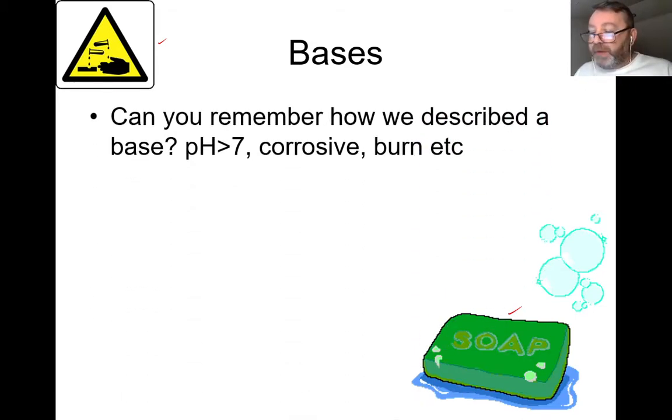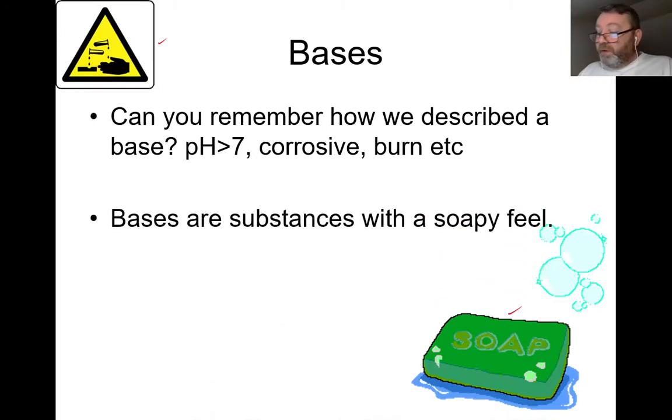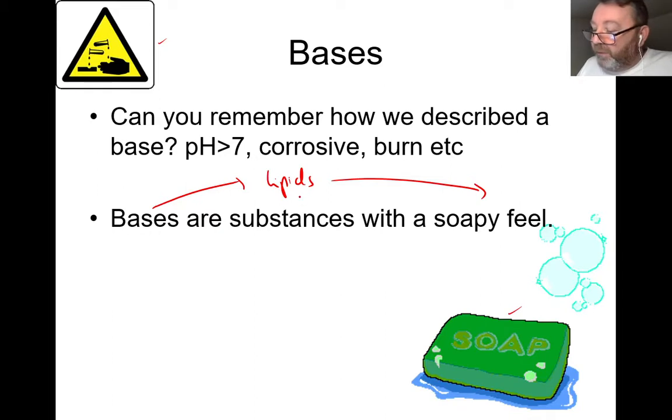So, can you remember how we described a base? A pH of greater than 7, it's corrosive, it dissolves, kind of similar to an acid, except that the pH values are at the other end. But we also say that bases have a soapy feel, because bases react with lipids to turn the lipids into soap. So bases turn lipids, which are fats by the way, into soap. That's why bases, when they get onto your hands, produce a soapy feel. Lipids, by the way, are fats and oils.